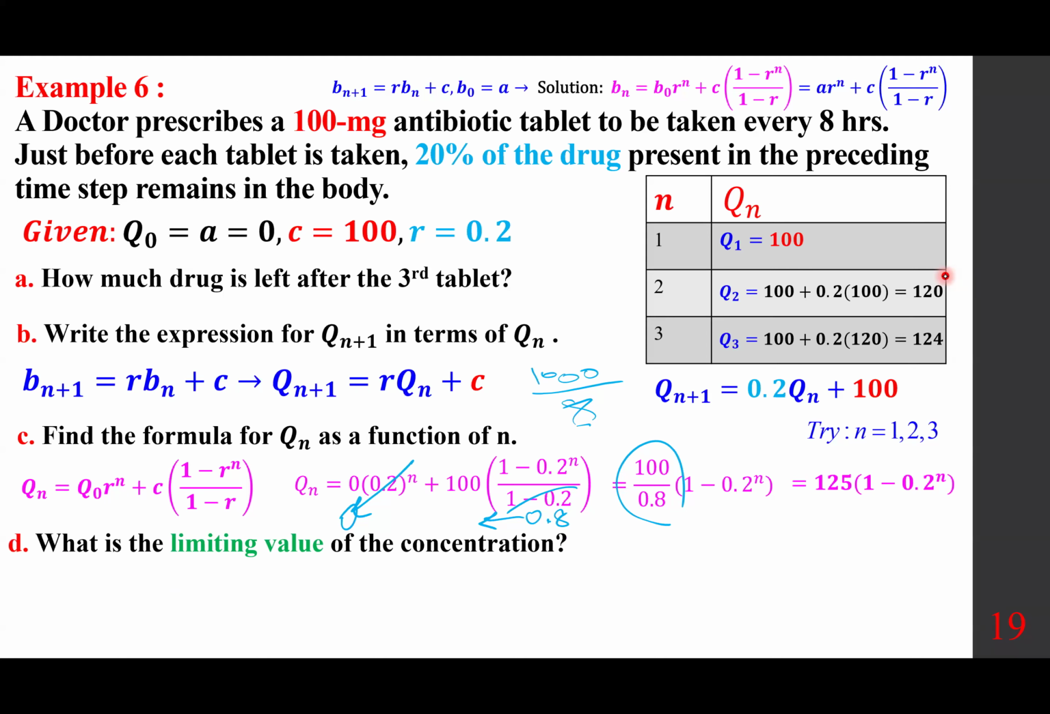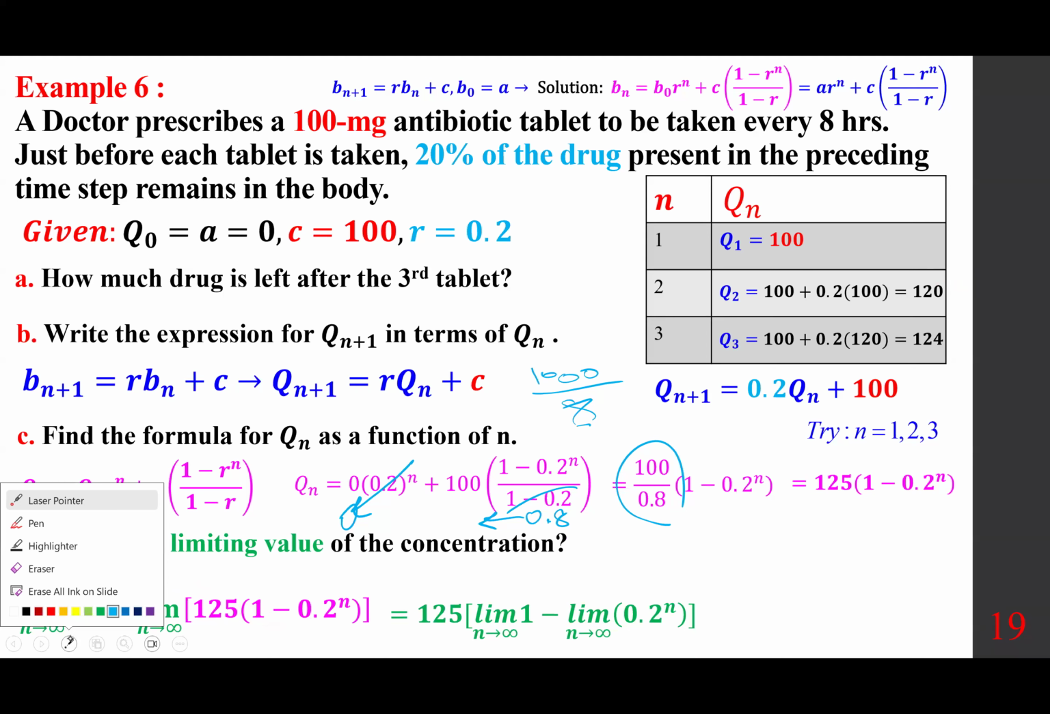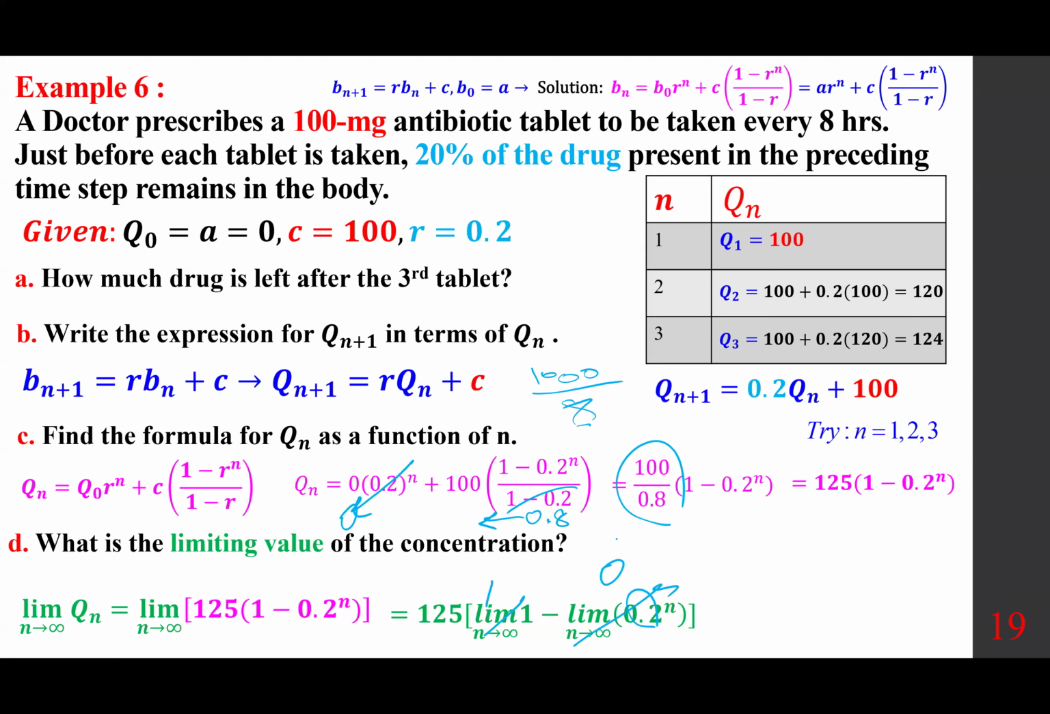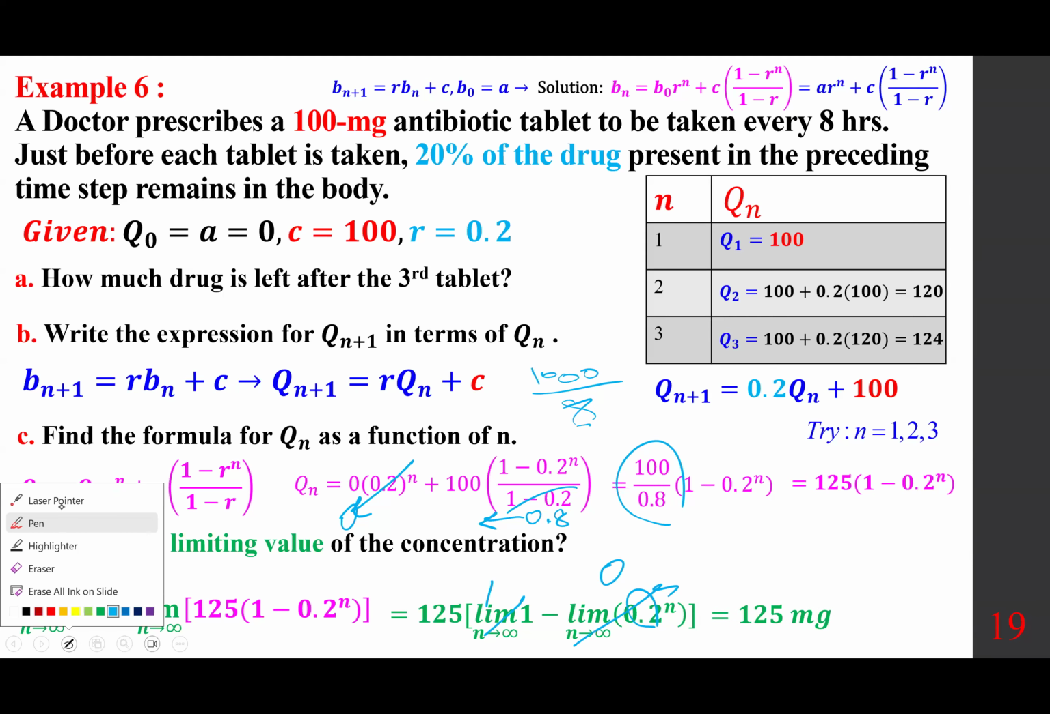So we're going to take the limit, everybody, of this expression. When we do that, we apply the limit laws. We take this one out. We take the limit of the first one minus the limit of the second one. And this is 1. This is between -1 and 1, goes to 0. So you get 125, and you write the units, milligrams. You have to write the limits, everybody.